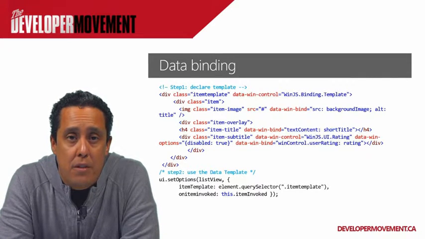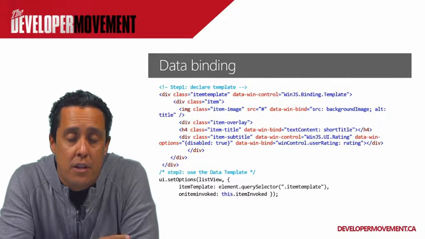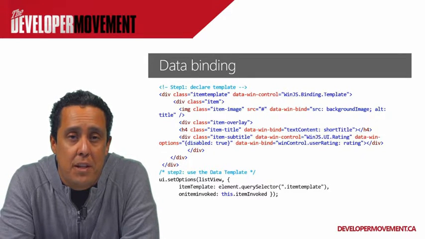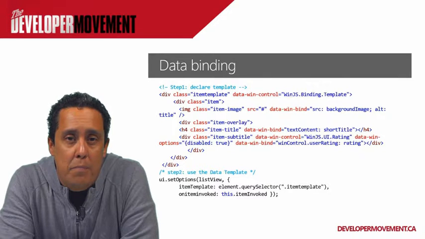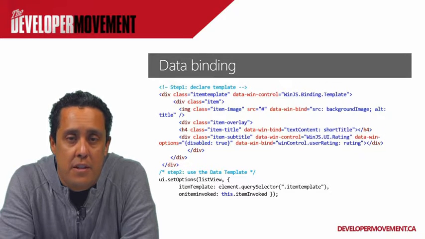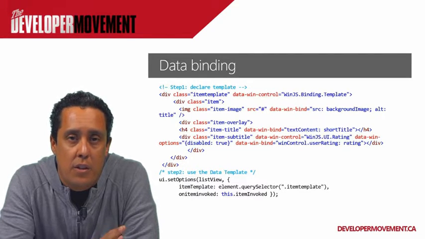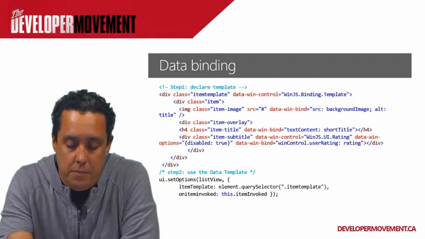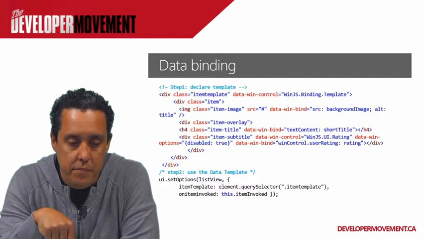And then the second step is to set the UI options. You could set the options either in HTML or in the JavaScript. Here in this example, we've set it up in the JavaScript, the data template. So we set the options of the list view to itemTemplate, and then we query the selector. It's just a simple query selector that we send in. And then on item invoked, we want to pass in a function to say when an item gets invoked, run this method or this function.